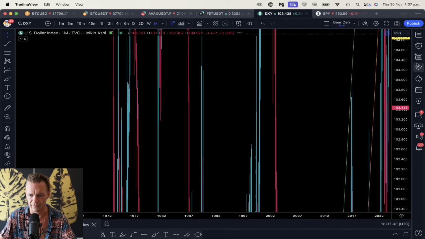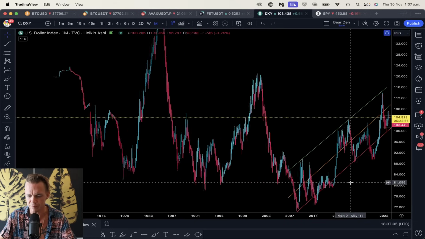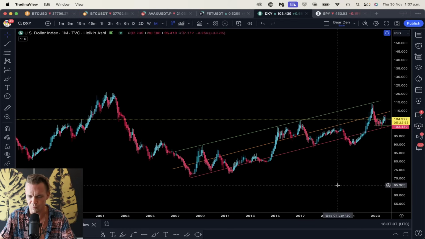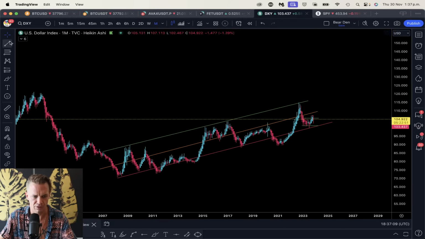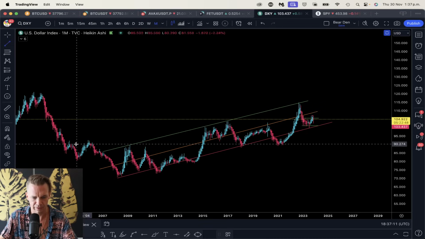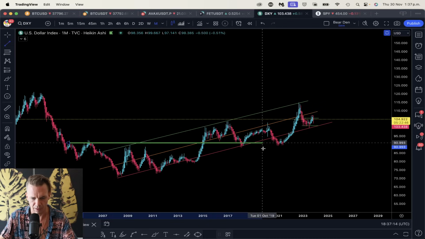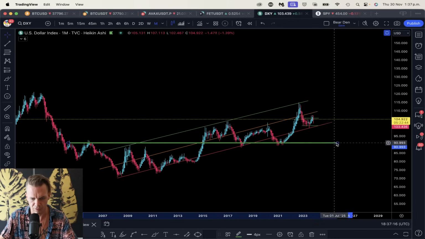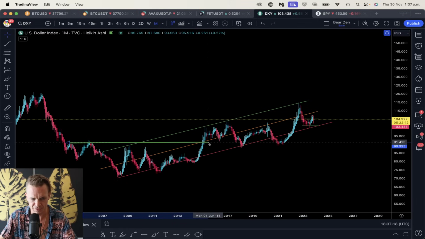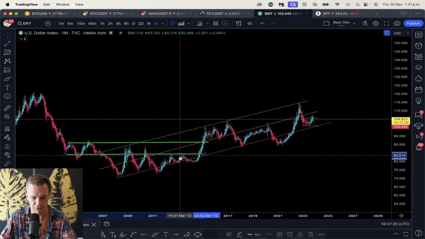I'm actually going to have to go to the monthly for this so it can become clear. We've been in this rising range for the dollar for a long time. Again, remember, I don't really think that following rising trading ranges is important. It's very difficult to decipher them in the long term.